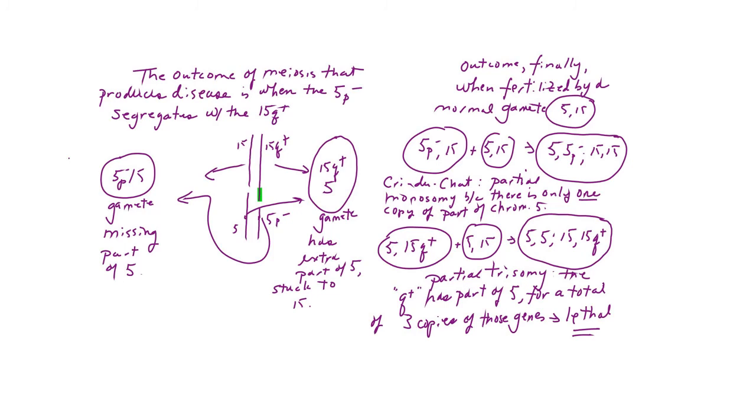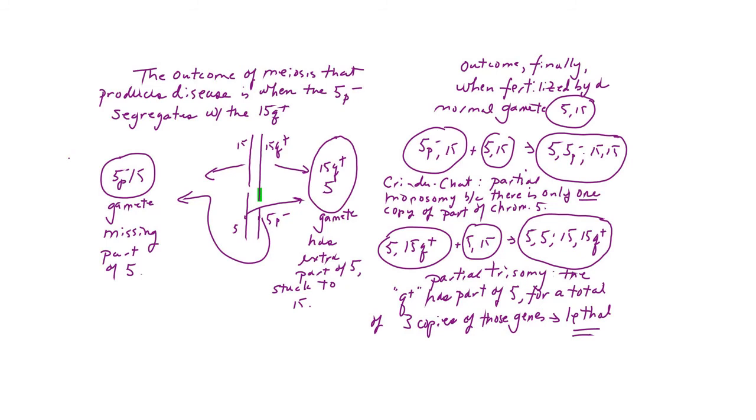So when fertilization happens with a normal gamete, the first pattern gives Cri-du-chat syndrome. In that one, we have the 5p minus and the 15 together, fertilized by a normal gamete, gives us 5p minus, 15, 15. So that person has only one copy of the chromosome 5 information that's missing from the short arm, the 5p minus. And that's the one that gives the Cri-du-chat syndrome. It has only one copy of the genes on the extreme end of chromosome 5.